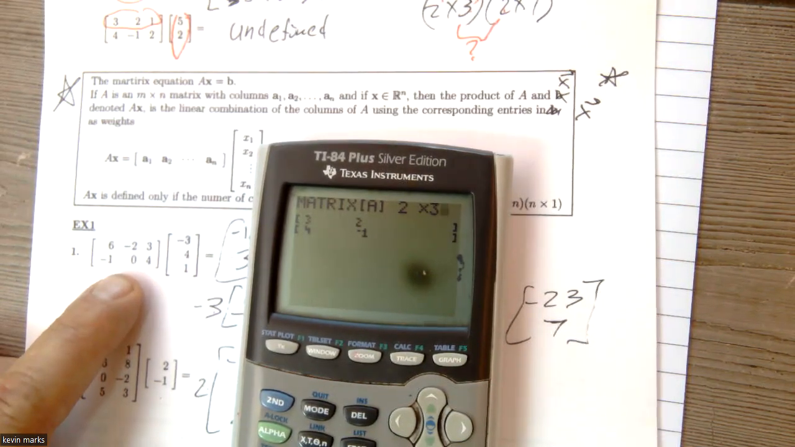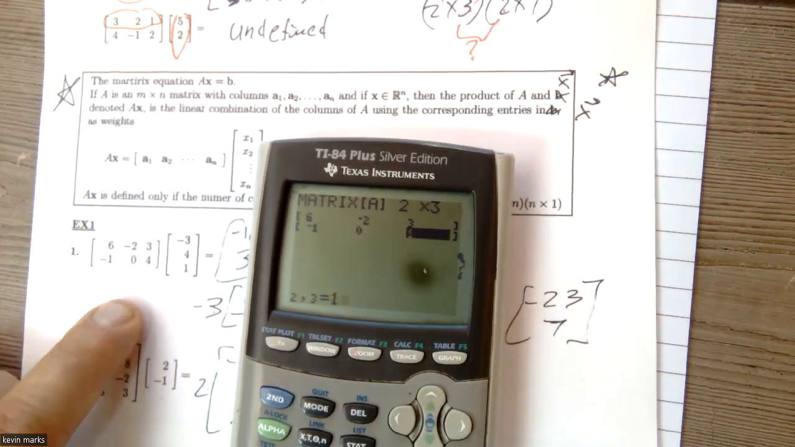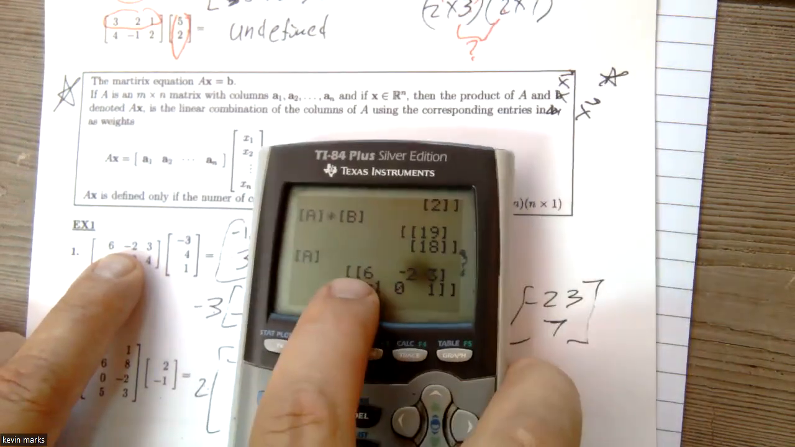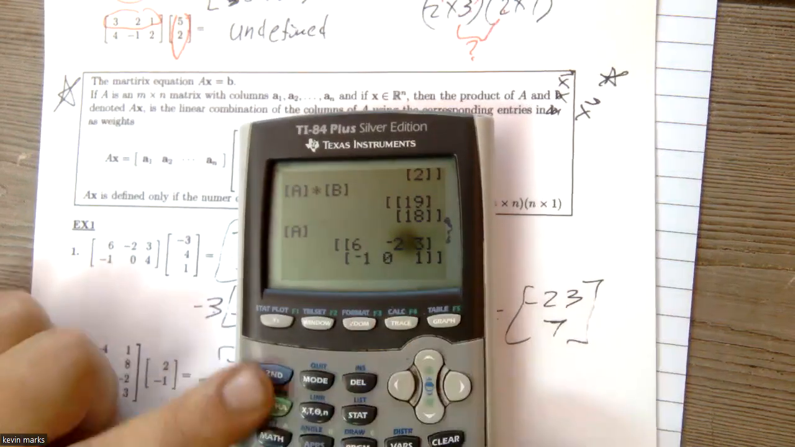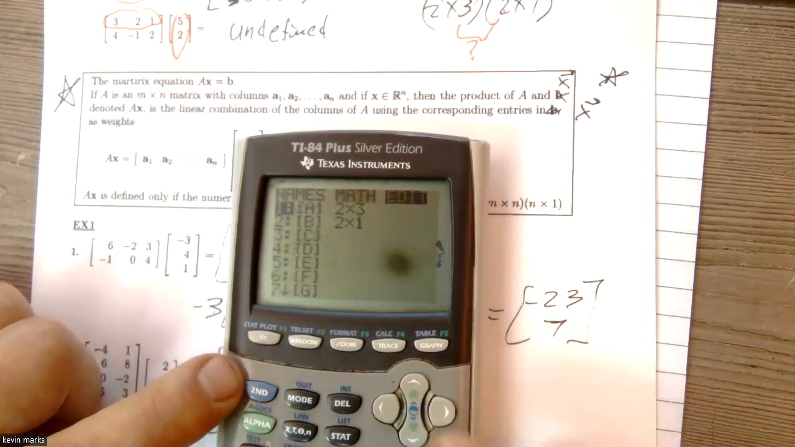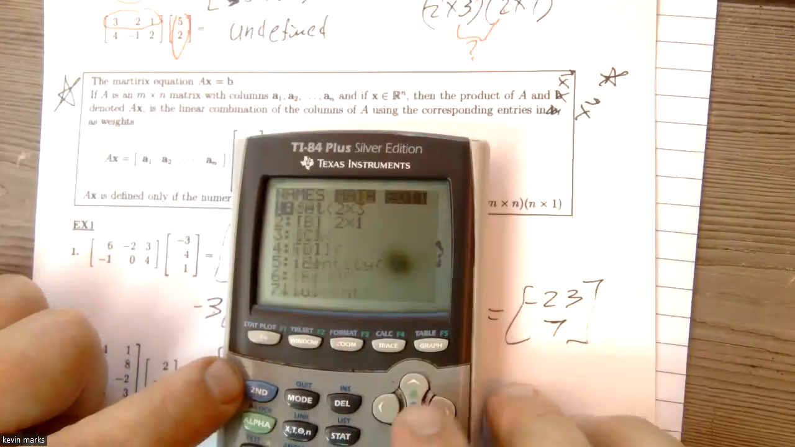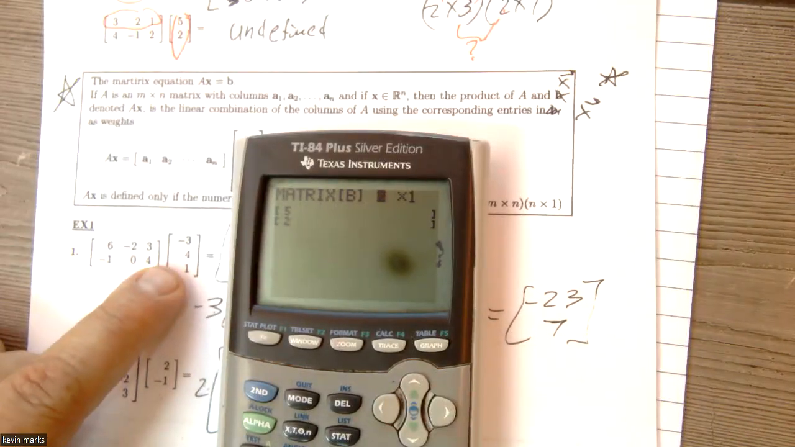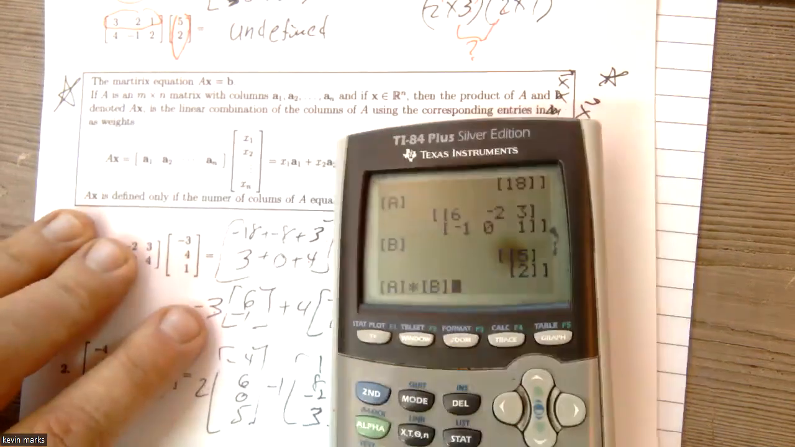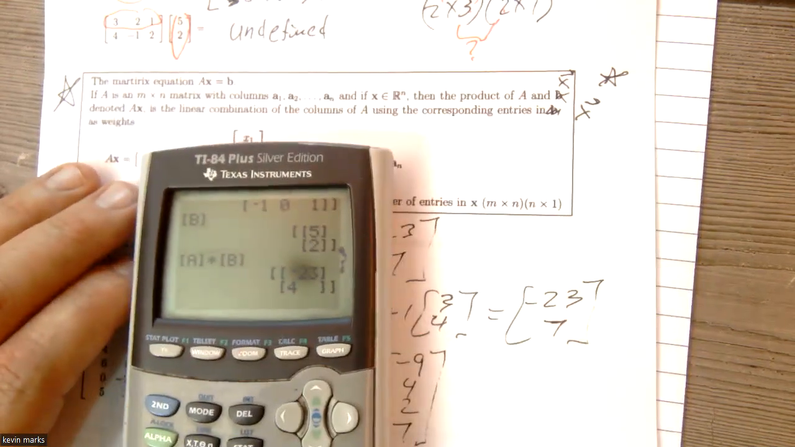This would now be a 2 by 3, where it's 6, negative 2, 3, negative 1, 0, 4. Again, you don't have to, but I like to check and make sure I put it in right. Then call up B. Oh no, I didn't change B. B is now a 3 by 1, which would be negative 3, 4, 1. So now if we did A times B, sure enough, there's your negative 23.